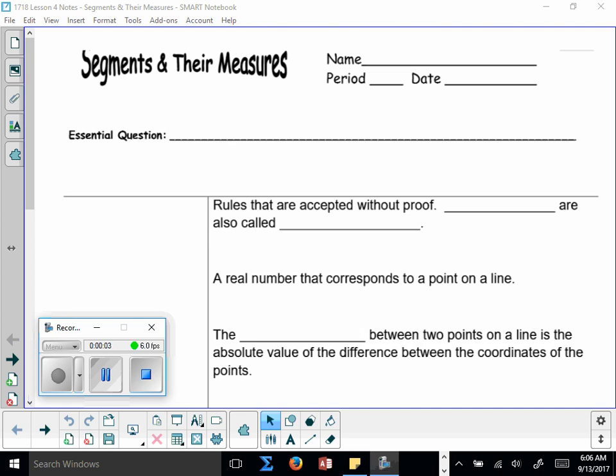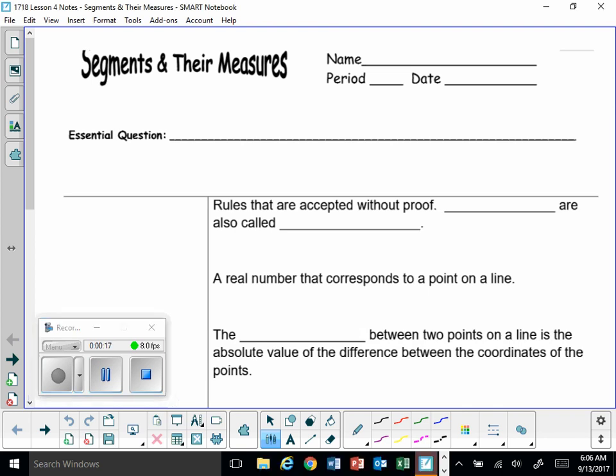Our third lesson in the Points, Line, and Planes unit is titled Segments and Their Measures. We're going to be looking at line segments, and we're going to be finding the length of those line segments, or the distance between two coordinate points. Our essential question is, how do I find the lengths of segments?